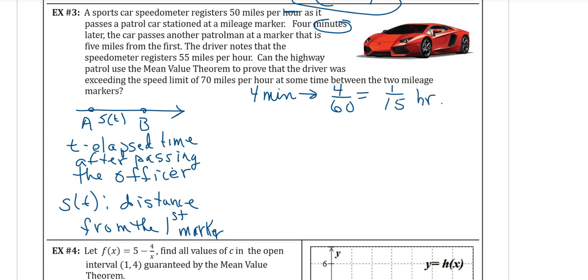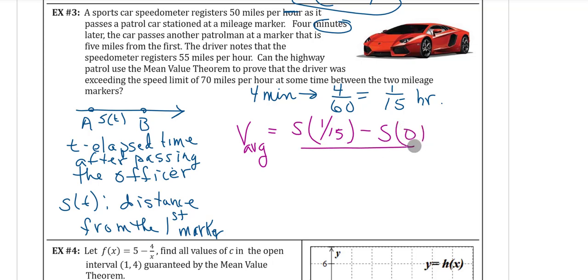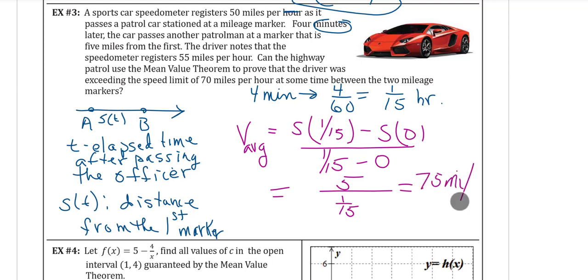Okay, so now the mean value theorem says that I can find the average velocity by taking the distance at 1/15 of an hour and subtracting the distance at 0, divided by 1/15. So they are 5 miles apart, so that's 5 over 1/15, and when I simplify this, I get 75 miles per hour.